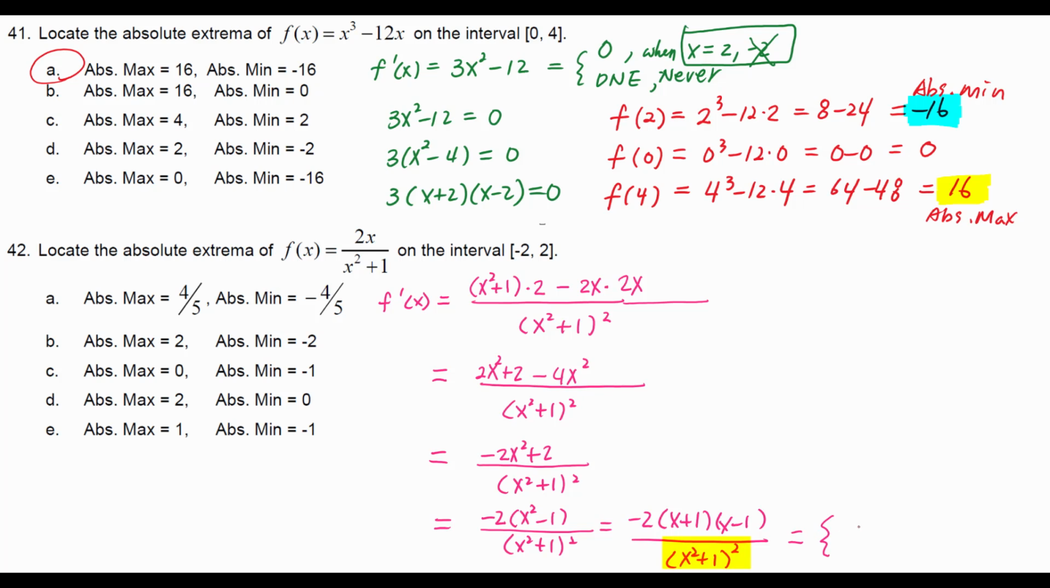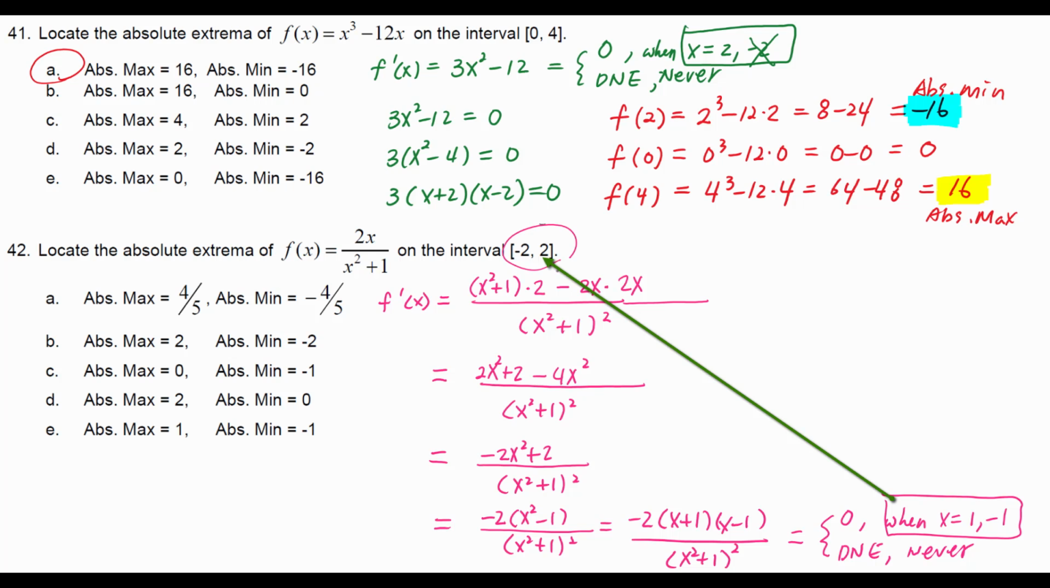And this is never undefined. So does not exist, never happens. But it is 0 when the numerator is 0, and the numerator is 0 when x equals 1 or negative 1. So both 1 and negative 1 are critical numbers. And we are looking at the interval negative 2 to 2, and both 1 and negative 1 are in the interval. So we are going to evaluate 4 function values.